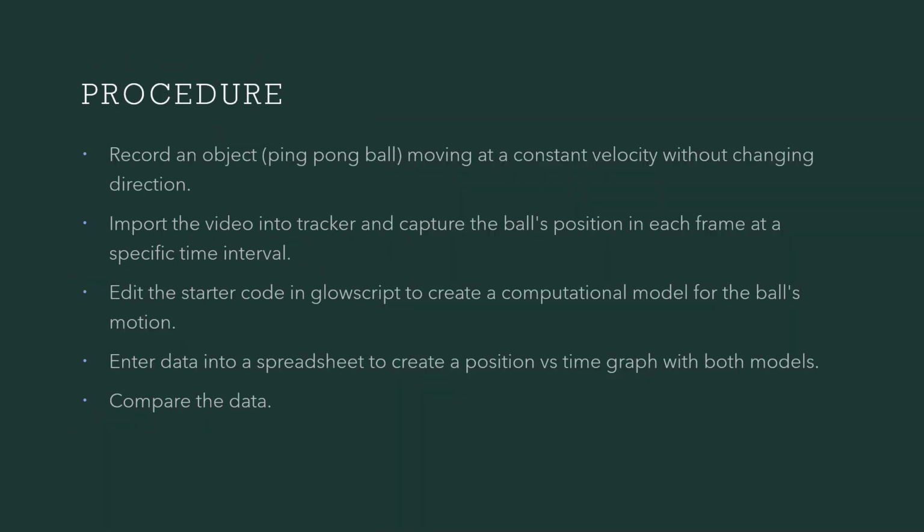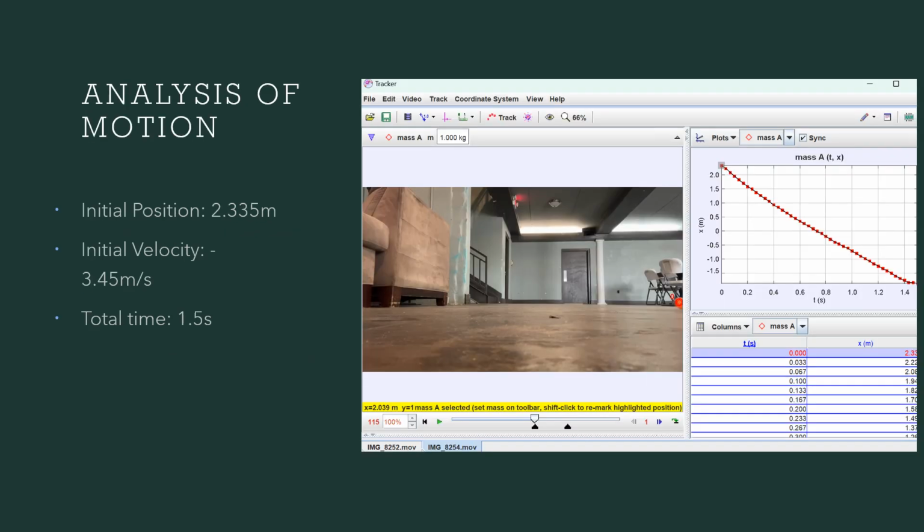The procedure for this lab is to first record an object, in my case a ping pong ball, moving at a constant velocity without changing direction. The next step is to import the video into Tracker and capture the ball's position in each frame at a specific time interval. Next, I will edit the starter code in GlowScript to create a computational model for the ball's motion. Then I will enter the data into a spreadsheet to create a position versus time graph with both models in it. Then I'll compare the data to see the difference between my computational model and my actual experiment.